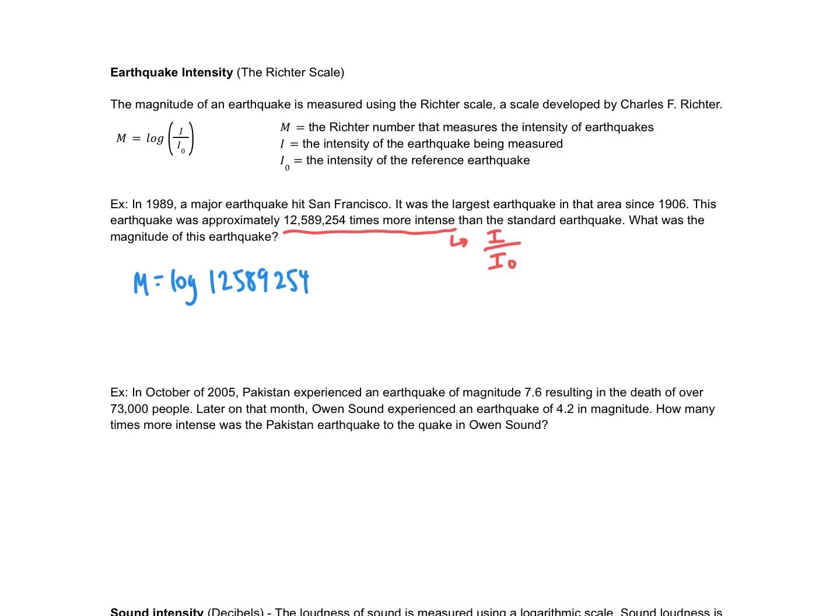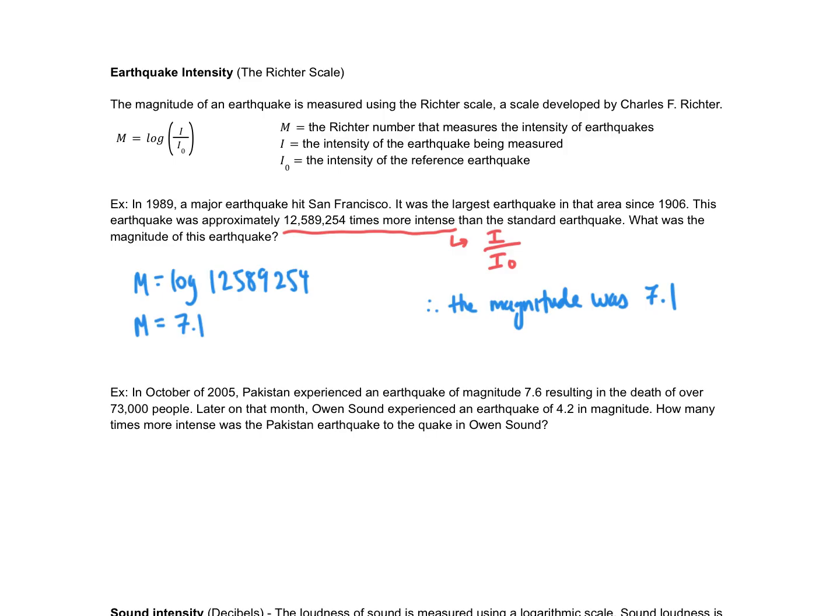And it's just a base 10 log, so we just punch this into our calculator and it will give us the magnitude. And if you punch it in, you get a magnitude of 7.1. So therefore, the magnitude was 7.1. Now, like I said, this was a basic one because it did give us that ratio of the intensity. Let's look to a different style.